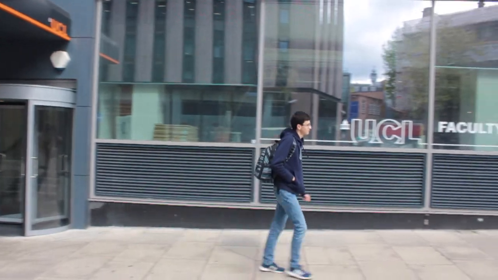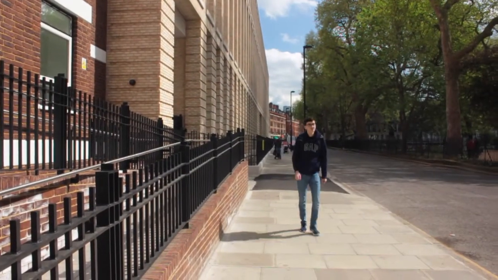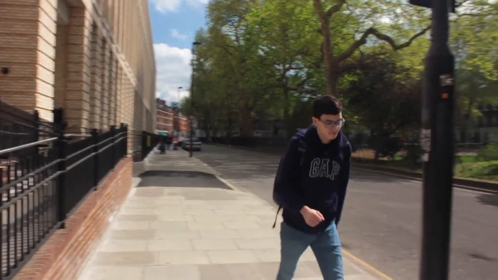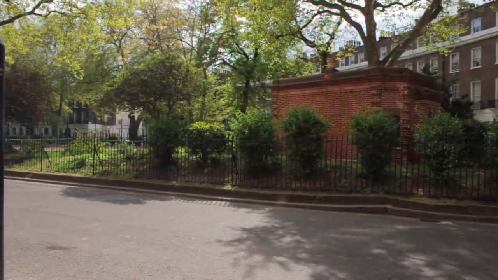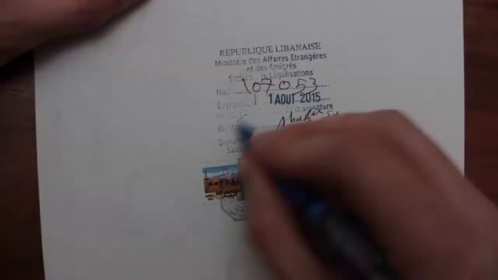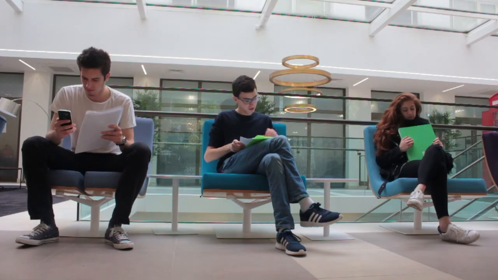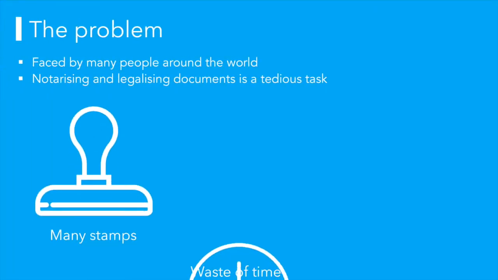Sadir is an international computer science student at UCL. Before coming here, he needed to prove the validity and the authenticity of his high school certificate. Hence, the signatures of many different parties, including ministries in Lebanon, his home country, as well as the British Embassy, were needed. And this was time and money consuming, since notarization and legalization is quite expensive.